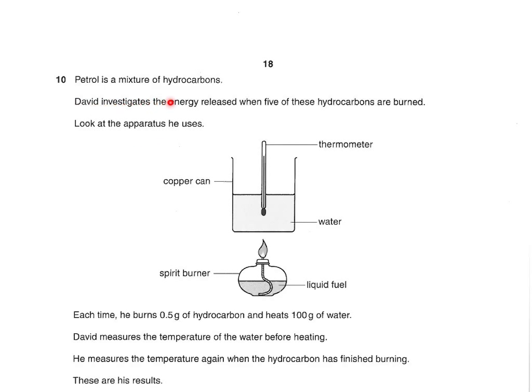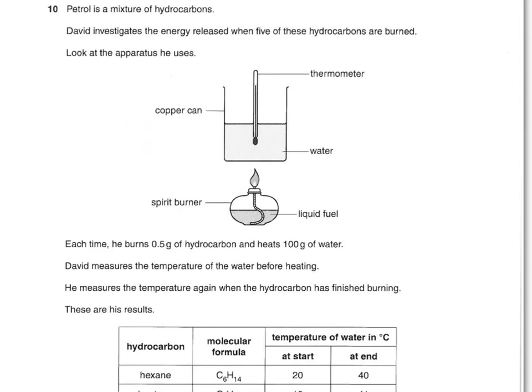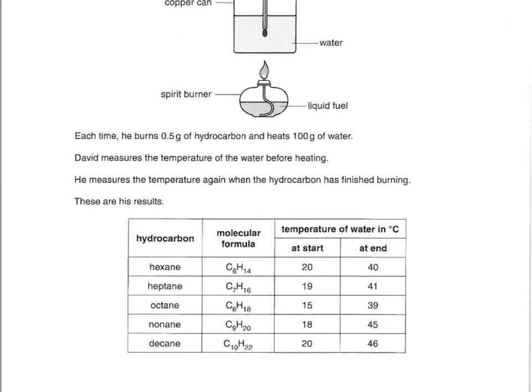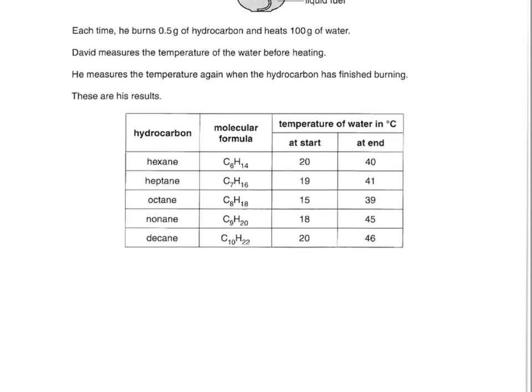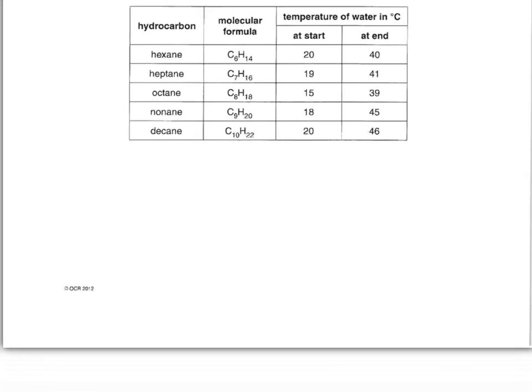So next question, petrol is a mixture of hydrocarbons. David investigates the energy release when 5 of these hydrocarbons are burned. Look at the apparatus he uses. There it is. It says each time he burns 0.5 grams of hydrocarbon and heats 100 grams of water. David measures the temperature of the water before heating. He measures the temperature again when the hydrocarbon has finished burning.